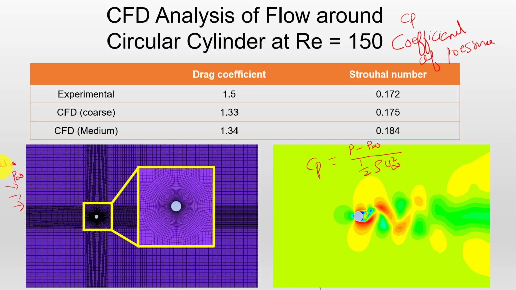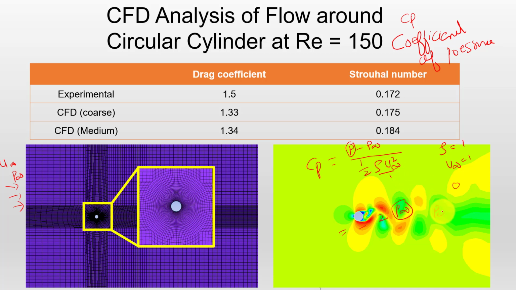V infinity squared. Since we have taken the density equal to 1 and V infinity equal to 1, this term will be 1. Also the pressure is taken as 0 because we have provided the operating pressure, so the gauge pressure is 0 at the inlet. So we are left with minus 2 times P infinity.